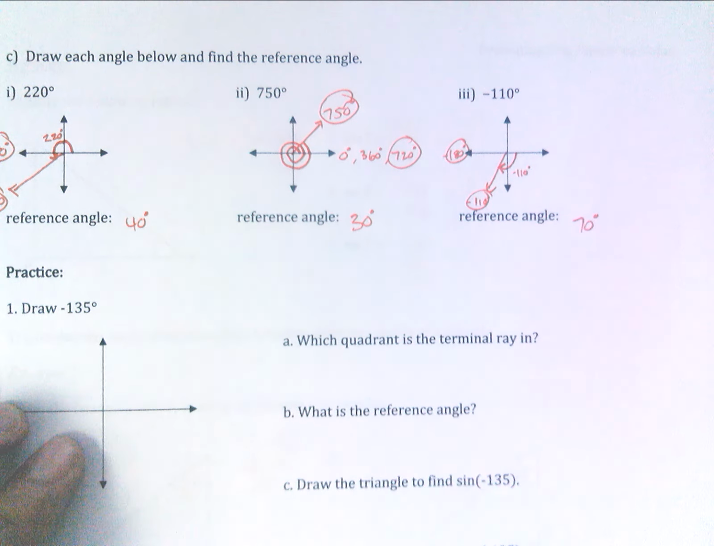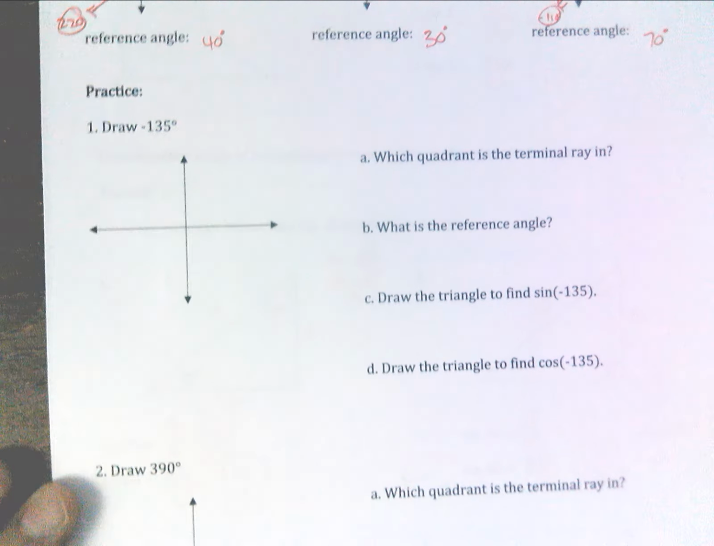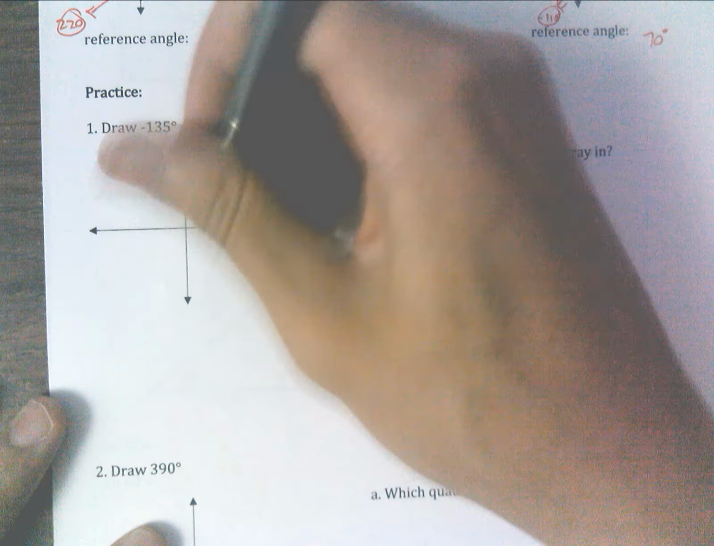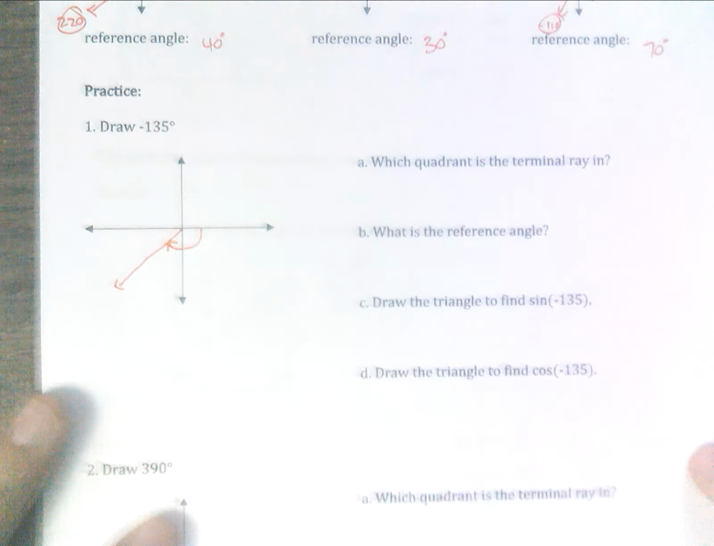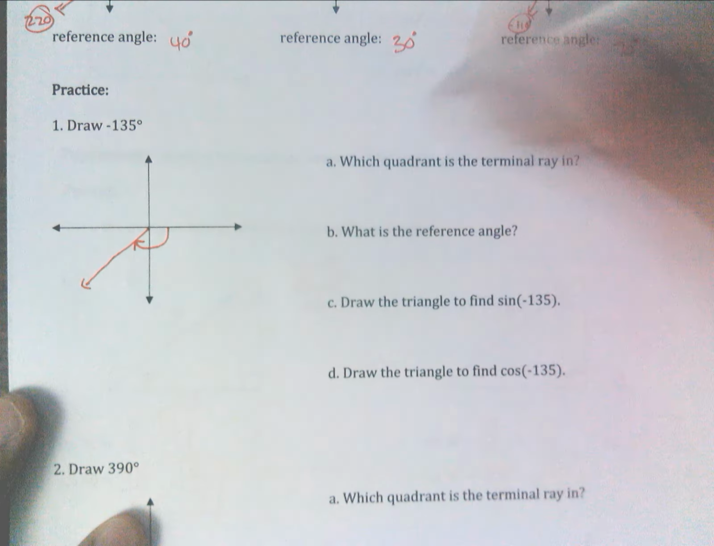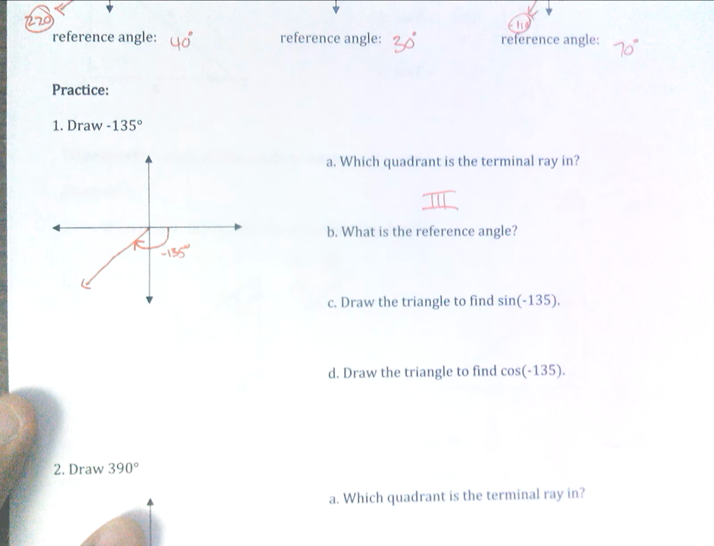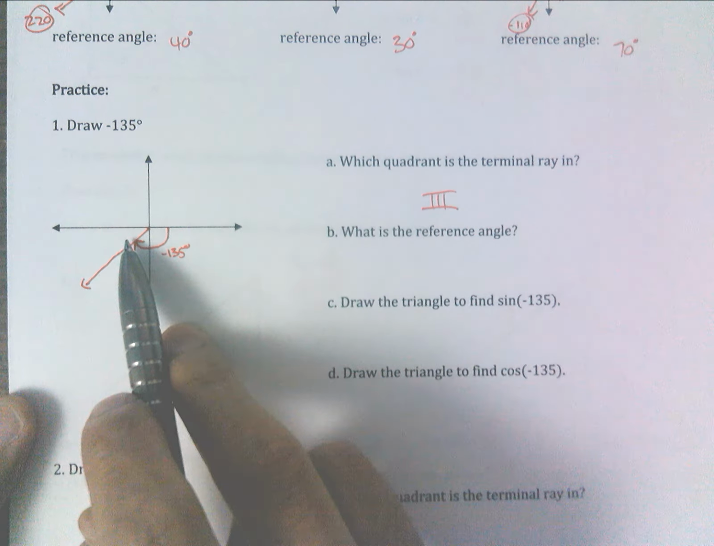All right, let's try a few more examples. Let's try negative 135. So we're going to go clockwise around. We're going to go 135 degrees. So down here is 90 degrees. Halfway in between 90 and 180 is 135. So our terminal ray is going to land in quadrant 3. Okay, this is negative 135. The reference angle, the positive acute angle made from the terminal ray and the x-axis, this little angle here, is going to be 45.